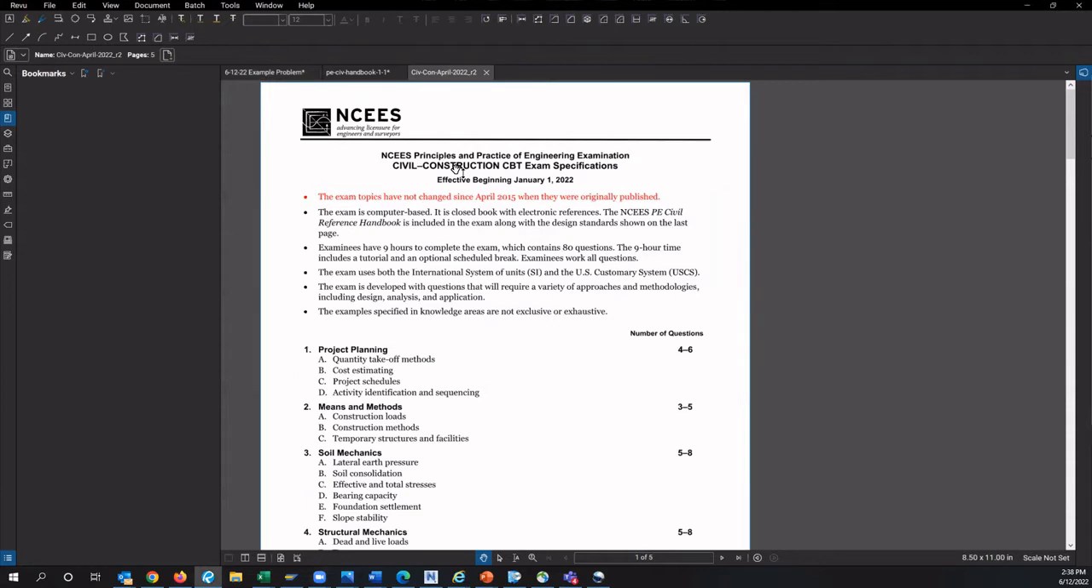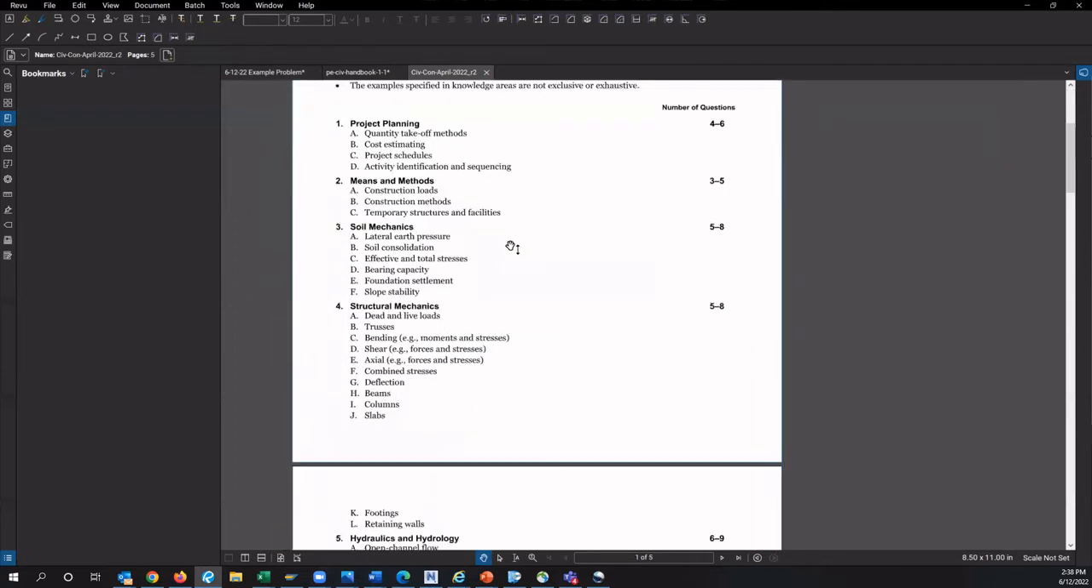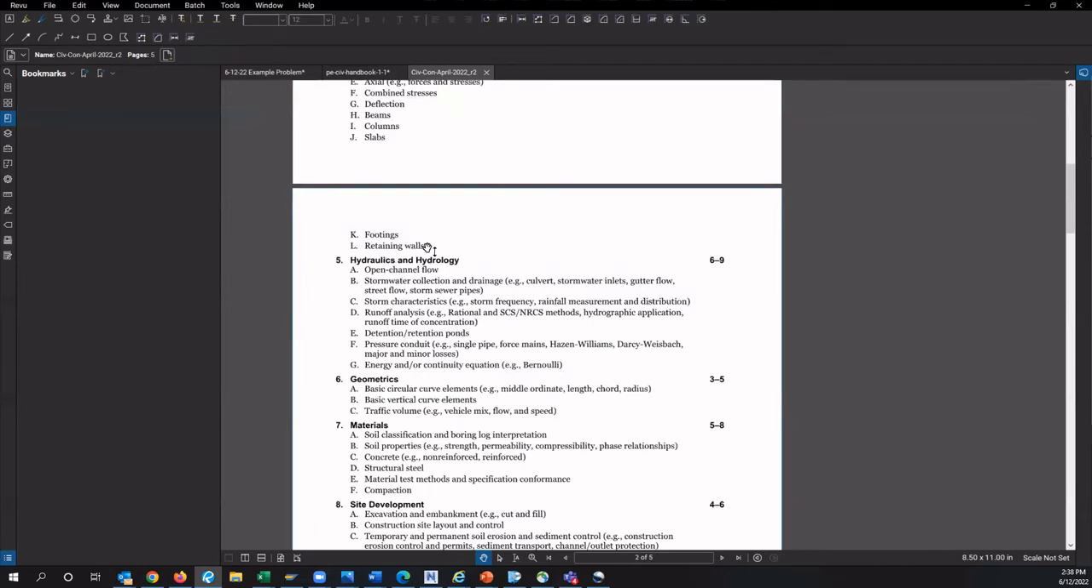Once you log in and make an account, you'll have access to these exam specs as well as the PE reference manual, which will be your bread and butter for the exam, computer-based testing at this point. Right here we're looking at hydraulics and hydrology, and A is open channel flow. That's the problem we'll be working on today.